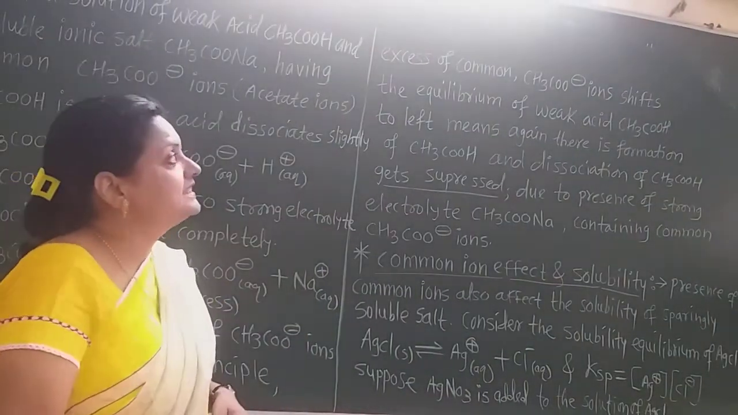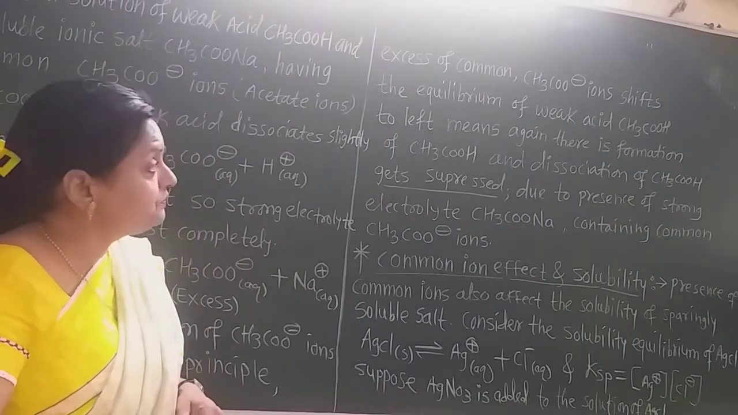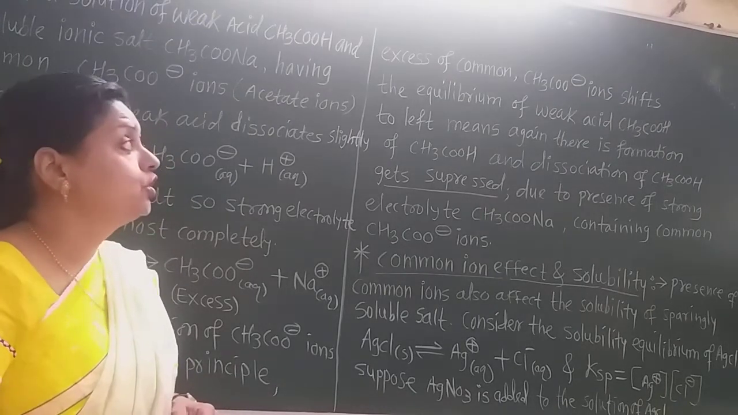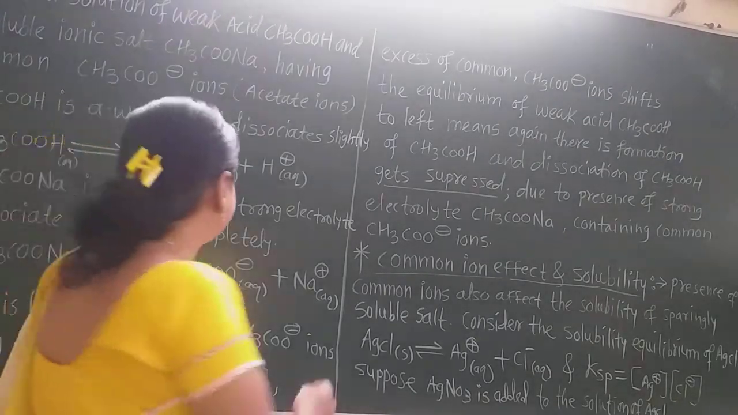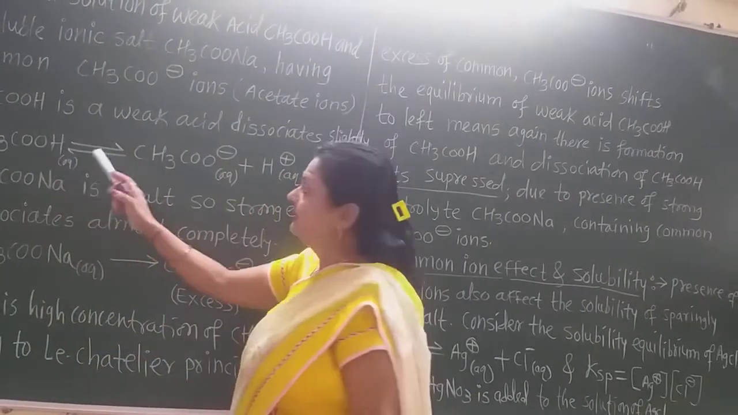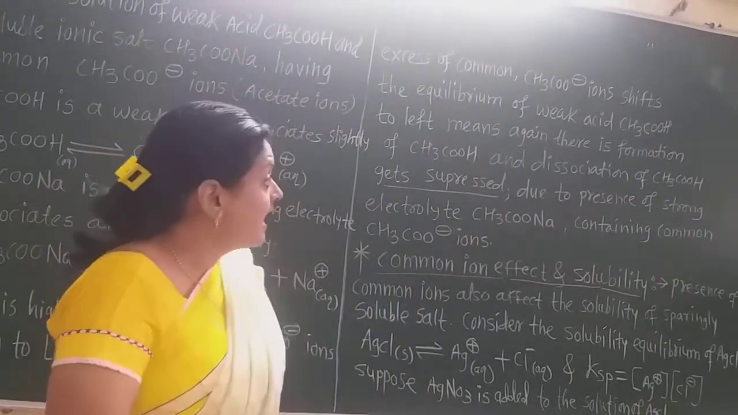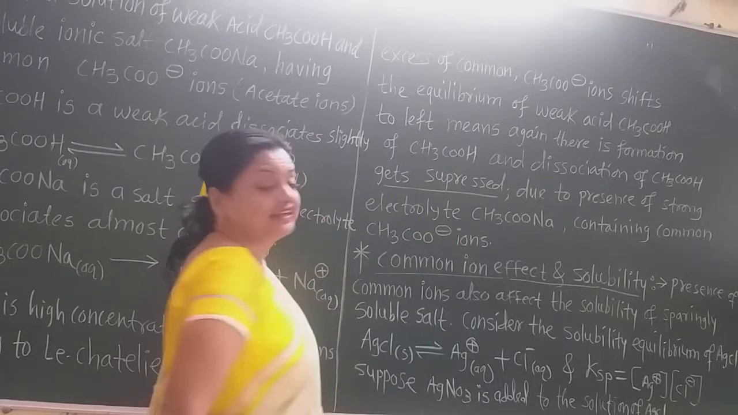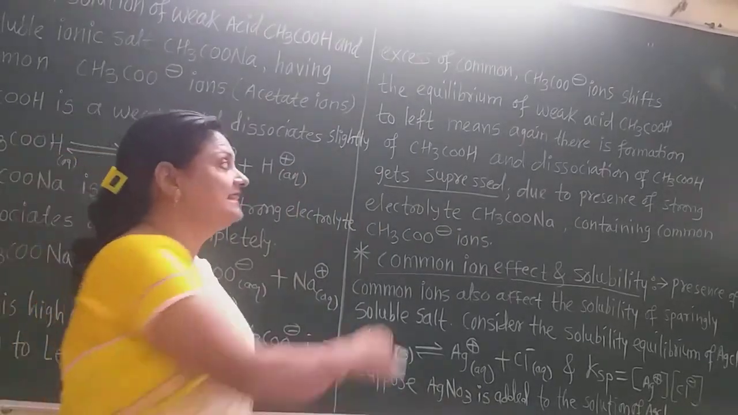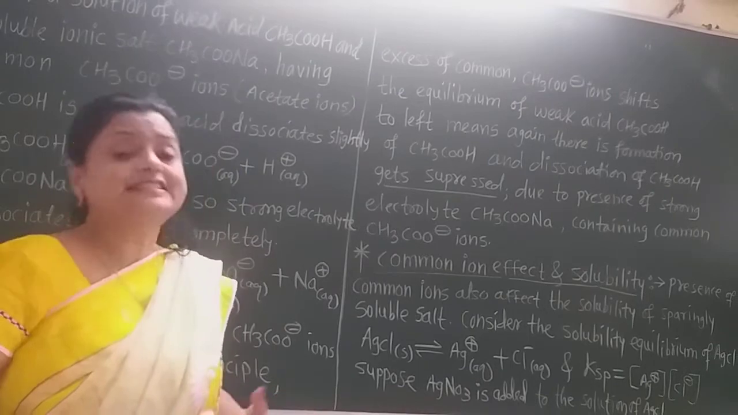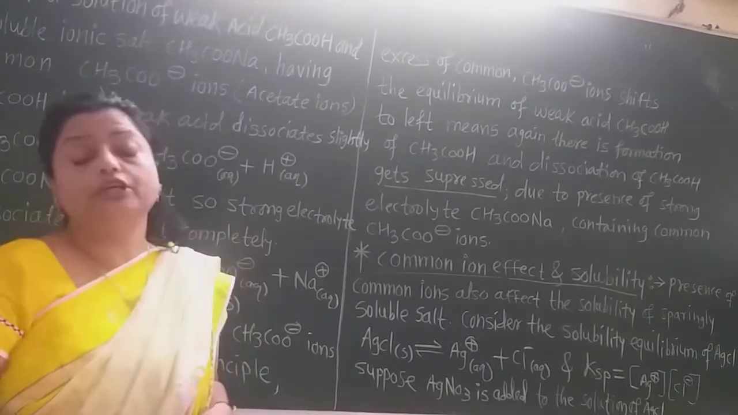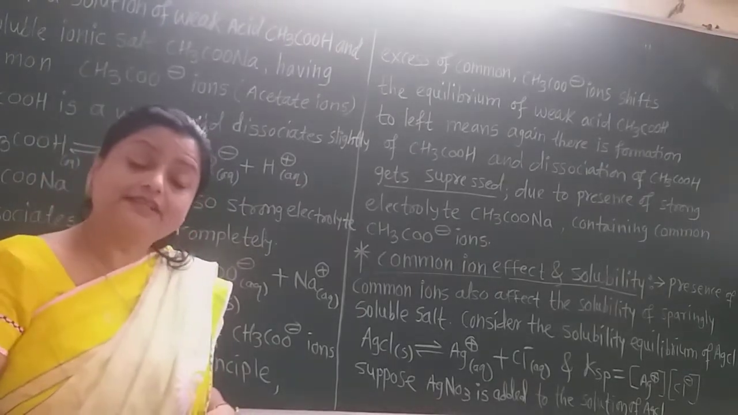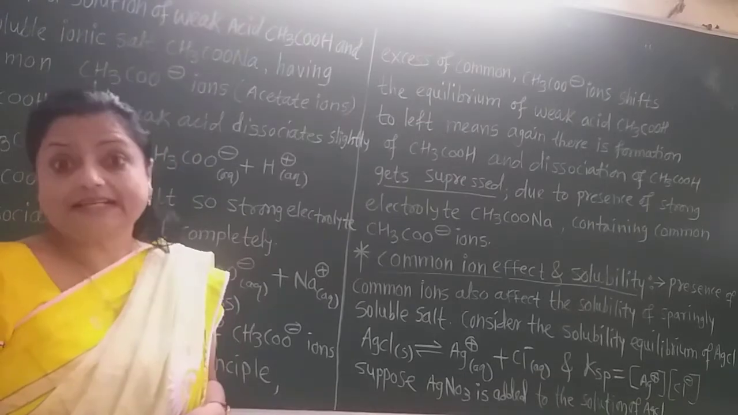Now these excess common acetate ions shift the equilibrium of the weak acid, that is CH3COOH, to the left. That means the ionization shifts to the left, that is acetic acid is more and more formed, and again there is the formation of this weak acetic acid, and dissociation of acetic acid gets suppressed due to that. Already it is less ionized, but with the addition of this common ion through that salt, there is an excess of common ion, and due to that the dissociation of acetic acid gets suppressed according to Le Chatelier's principle.